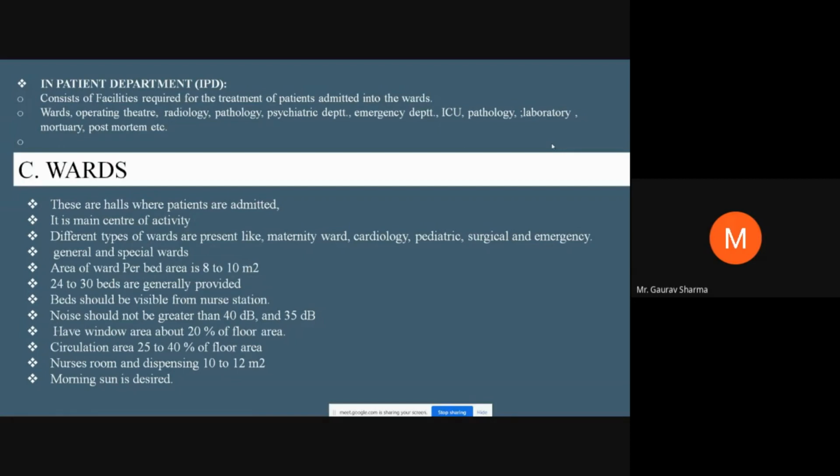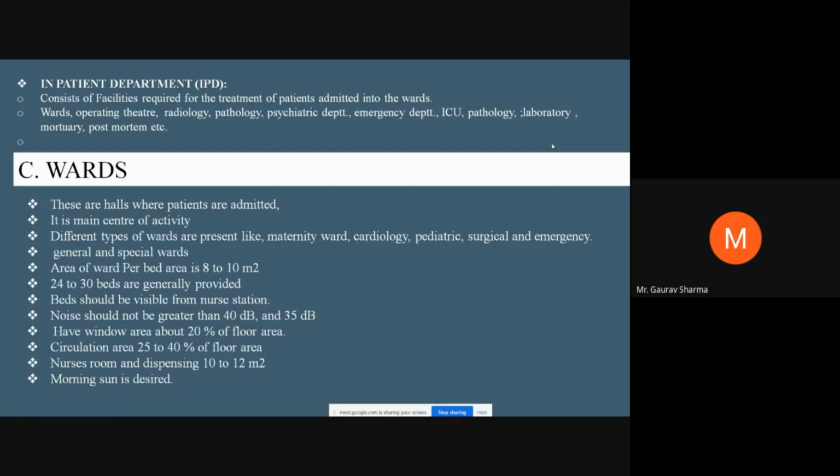That is important. As a thumb rule, we should select the area of the ward as 8 to 10 square meters per bed. That means if a 40 bed hospital is there, we can easily calculate the area of the ward required. 24 to 30 beds are generally provided. That is the minimum criteria, that at least this many beds should be provided by the hospital.